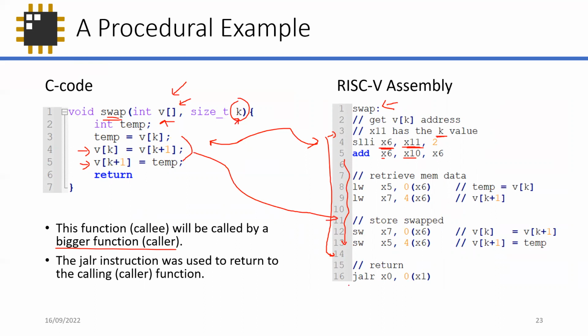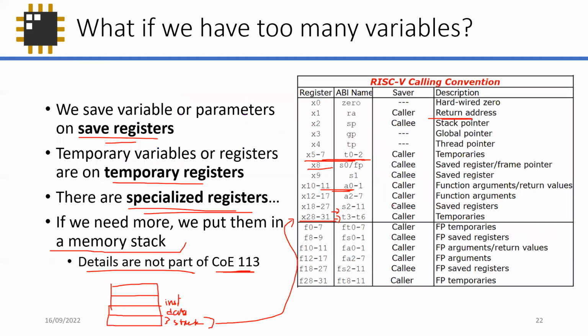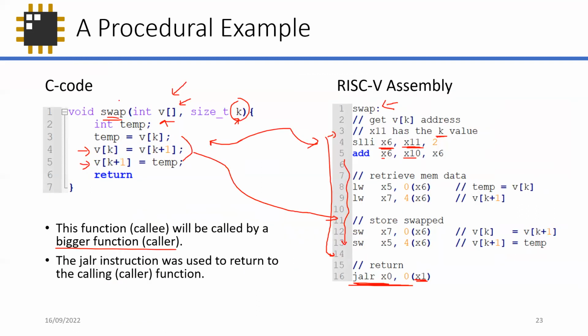Okay, not a problem. And then you have this jump and return. Jump and link register: remember, X1 is the return address. You can see here, because swap is being called by a bigger function, you return to that bigger function. That's what JAL return does.